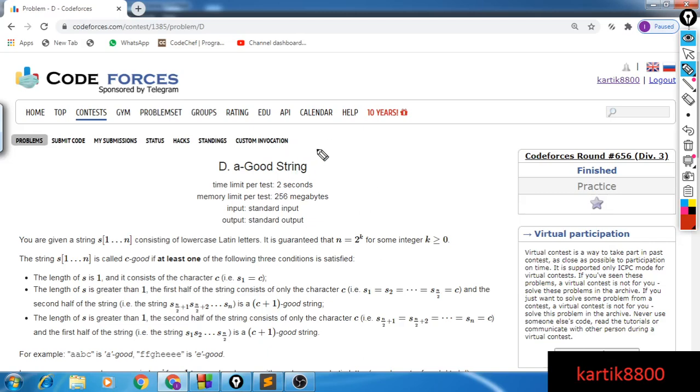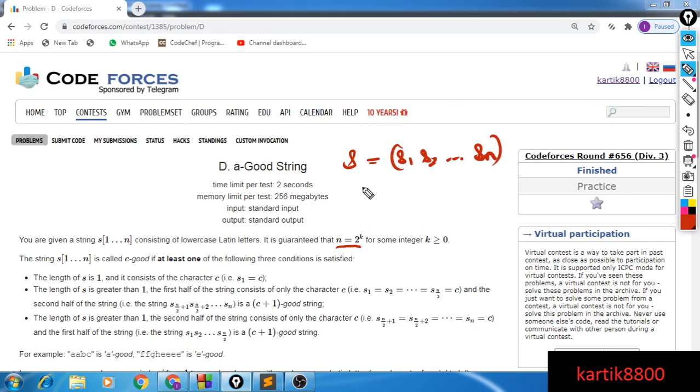In this video, I'm going to explain my approach to problem D, Good String, from Round 656 Div 3. The problem says that we're given a string S, S1, S2, and so on till Sn, and the length of the string N is a power of 2. So N can be written as 2 to the power k, where k is greater than or equal to 0.